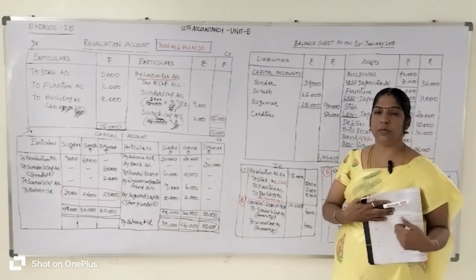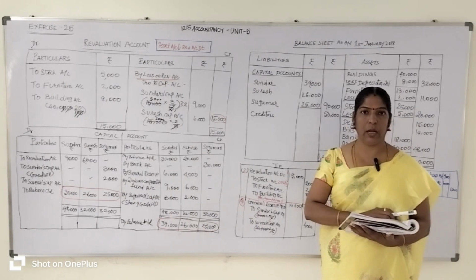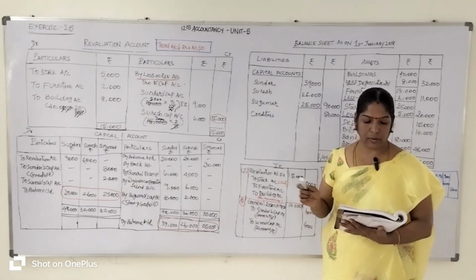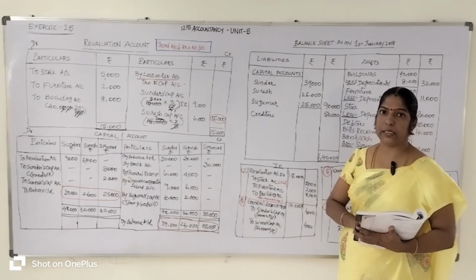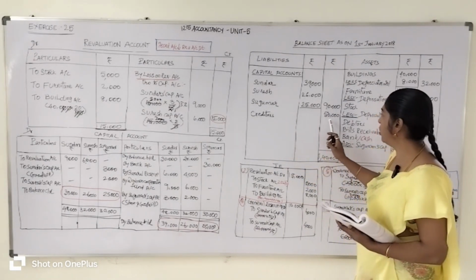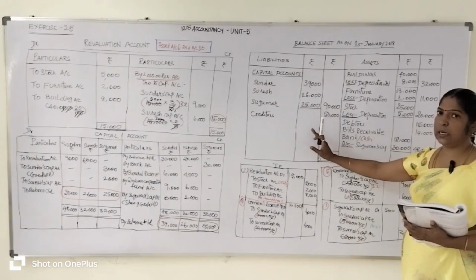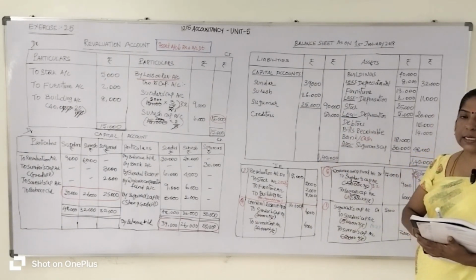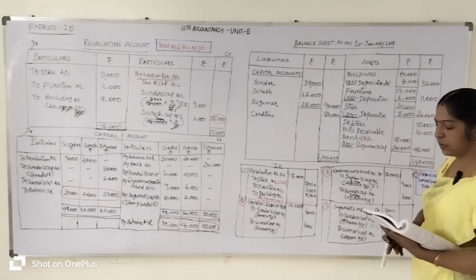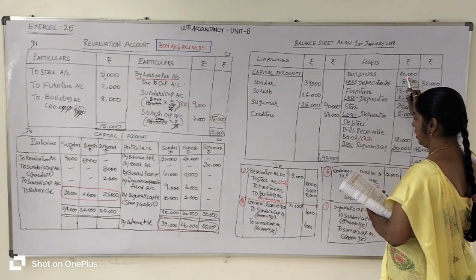And what are the items related to the liability side? They have given in the question, we need to enter them here. Creditors 50,000 rupees belongs to the liability side. So creditors 50,000 rupees entered. So the respective liability side items we entered here. Now we are going to enter the asset side of the balance sheet as per the question. Buildings 40,000 rupees, given in the question, we entered.